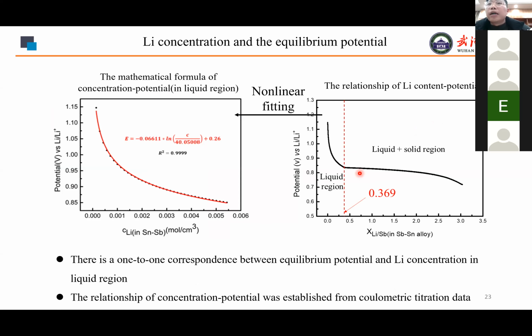From the coulombic titration test, we can get the relationship between lithium content and the equilibrium potential, and then the curve in the liquid region was fitted to obtain the mathematical formula of the lithium concentration with equilibrium potential. In this way, we establish the relationship between the surface concentration and the equilibrium potential.